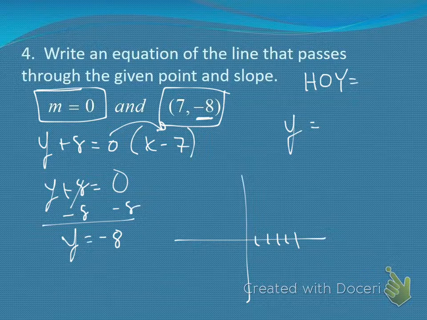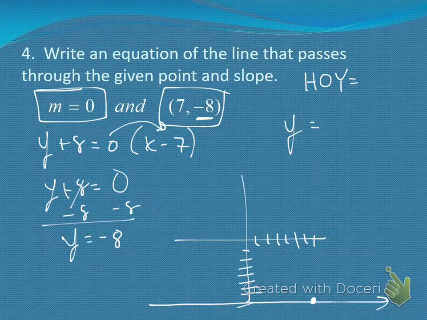Well, if we plot 7 comma negative 8, 1, 2, 3, 4, 5, 6, 7, 1, 2, 3, 4, 5, 6, 7, 8, then we would get a point about right here, and then a horizontal line would just go through the y-axis at negative 8. So it's just going to go through the y-axis at wherever that y-coordinate is. So we could have stopped and just said, hey, you know what? The equation of that line is going to be y equals negative 8.